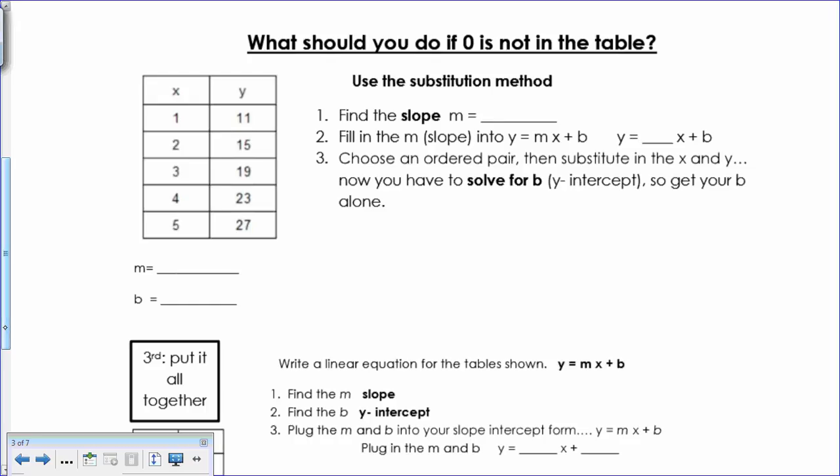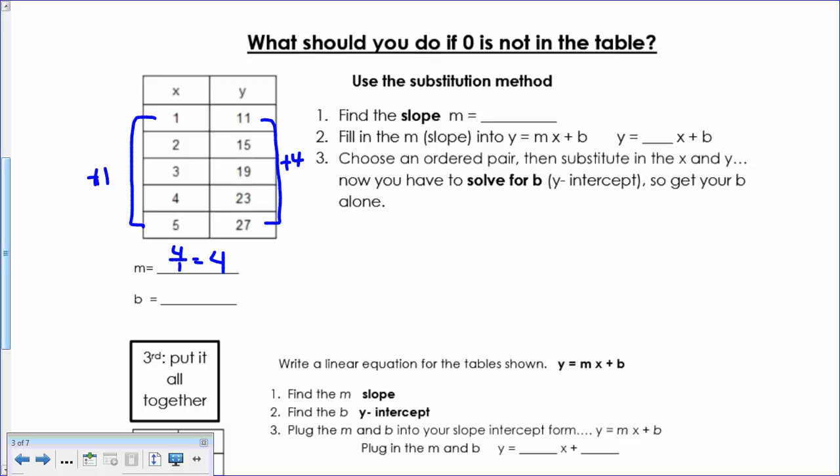So the first thing we have to do is find the slope. All right, so we're going to find the slope first. If I notice all my x's are going up by 1, are my y's going up by the same thing? From 11 to 15, 15 to 19, 19 to 23. So they're all going up 4, right? So what's our slope here? Right, 4 over 1, which is 4. So we found our slope. But we don't know what our y-intercept is, right? Because in the x column, there's no zeros in it.